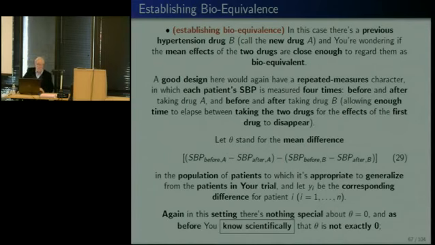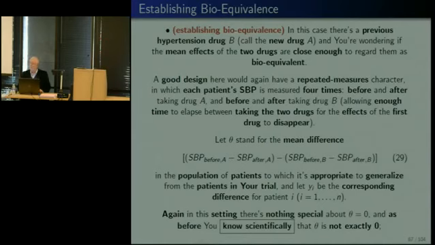So a good design here would again have a repeated measures character in which each patient's systolic blood pressure is measured 4 times. You'd go before and after taking drug A, and then also before and after taking drug B. It's a kind of crossover design, allowing enough time to elapse between taking the 2 drugs for the effects of the first drug to disappear.